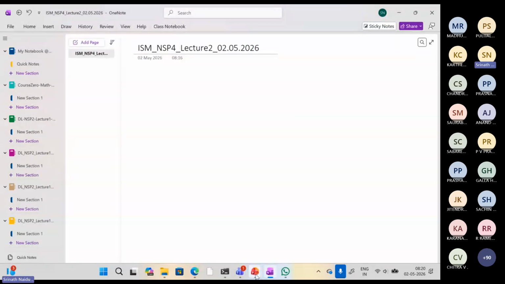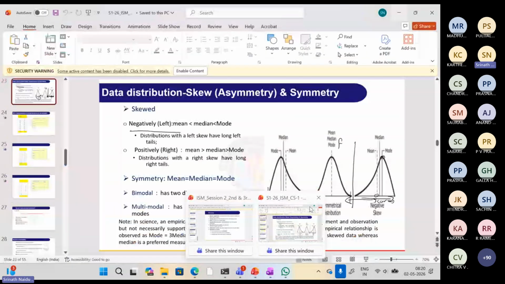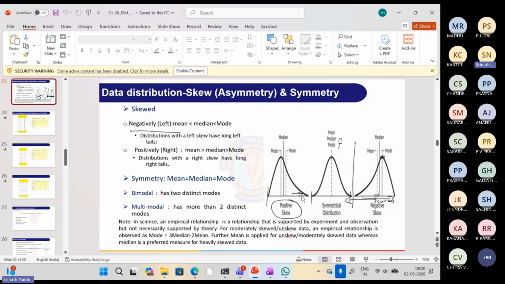So, where were we last time? Right, we were in session one. We looked at data distributions. Basically there are three types of distributions broadly: those with a positive skew, those that are symmetrical, and those that are negative.